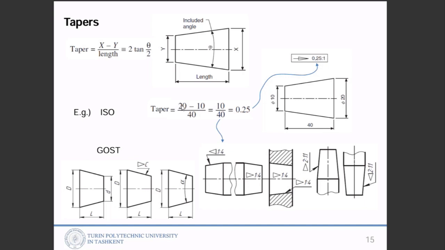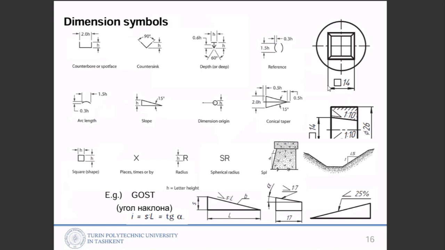So where did it come from? The bigger side here, x, is 20, and y is 10, divided by the length. So that is 10 by 40, which means 1 by 4. Or if you divide and calculate it, that's 0.25. So 0.25 by 1 means a taper. Same thing, 25%. Now there are symbols shown.